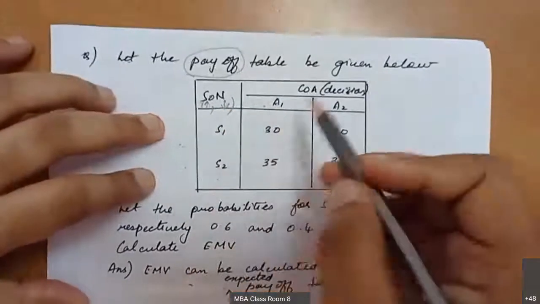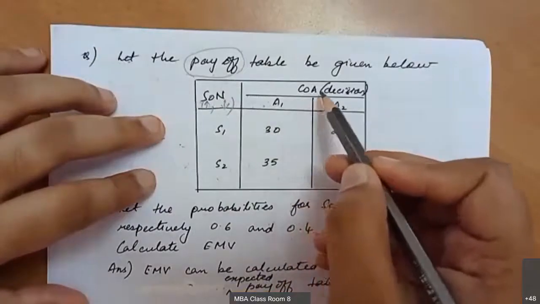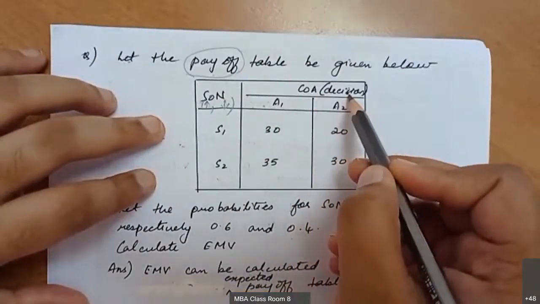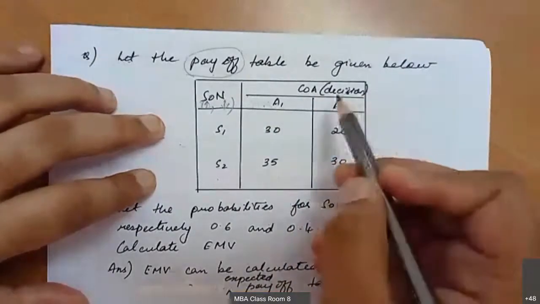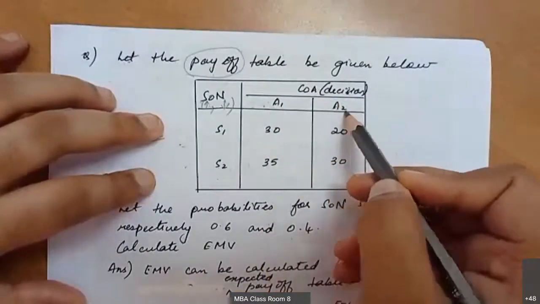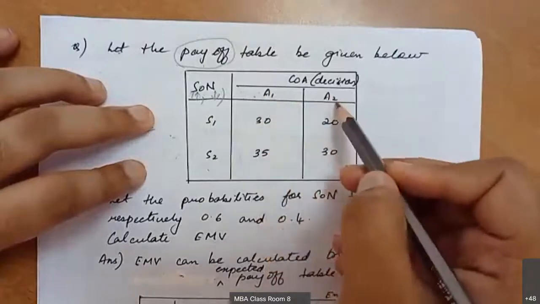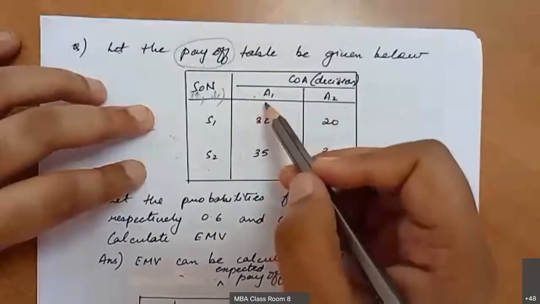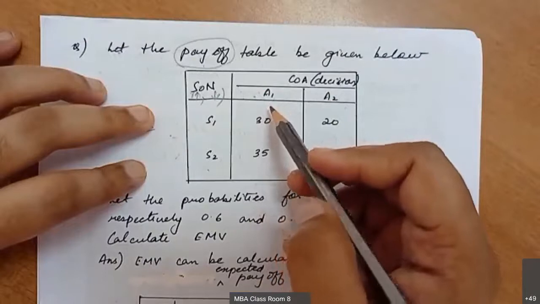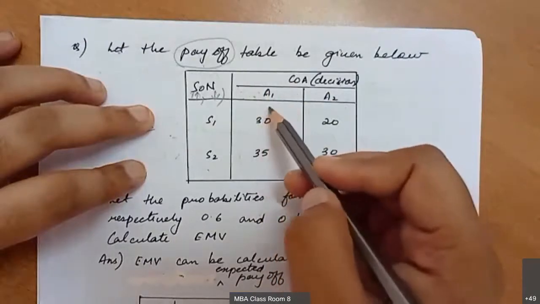Then we have COA. COA means course of action. It is also called decisions, or strategies. In that we have A1 and A2. If, for example, you wanted to launch soap 1 and soap 2, or you have toothpaste, type 1 toothpaste is A1.